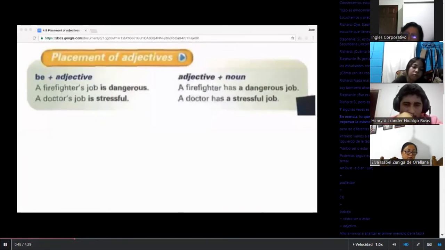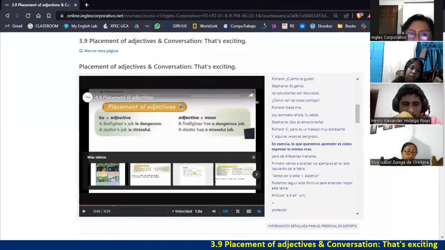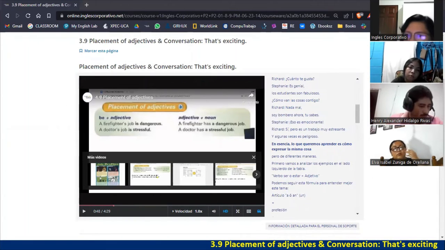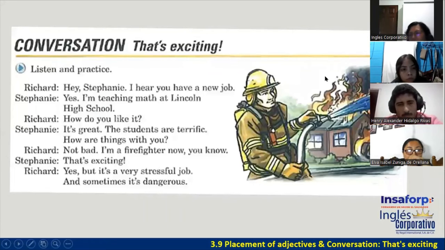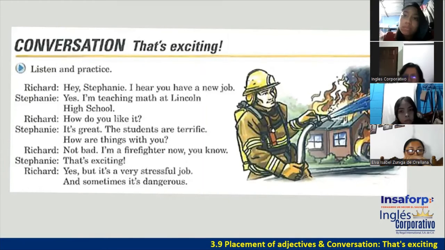In essence, what we want to learn is how to express the same. Sorry, I want to stop here because I want to first focus on the conversation, okay? So can I have a couple of volunteers to read the conversation, please? Thank you, Veronica and Stephanie. Veronica, please role play with Richard, and then la otra persona con Stephanie.